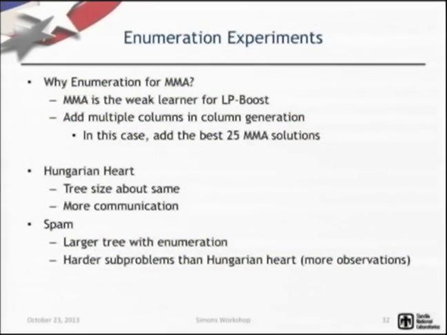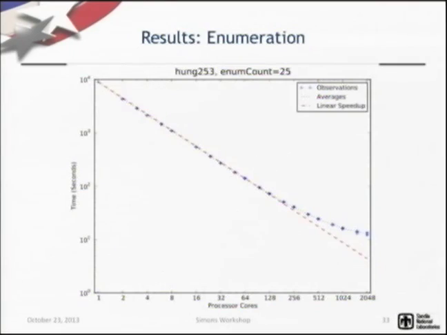We're interested in enumeration for this in particular because, remember, this problem we're trying to solve is a column generation problem for the LPBoost model. And normally when you do column generation, if it takes a lot of effort, it's worthwhile finding a bunch of good ones to add all at the same time. So in this particular instance, we find the 25 best and we add them in. That tends to accelerate the boost convergence.